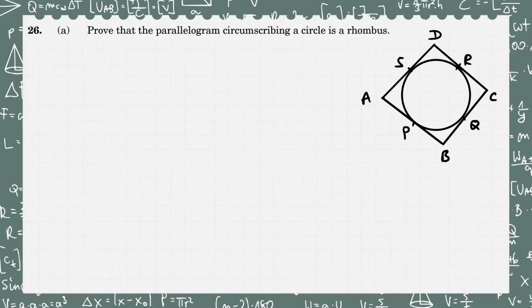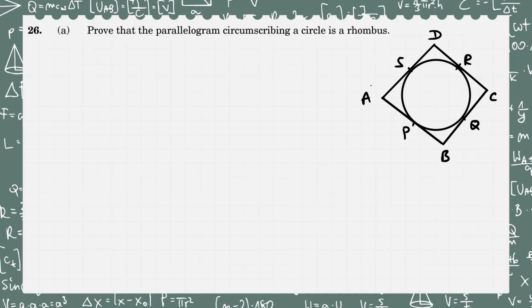There is a parallelogram and there is a circle inside the parallelogram. Okay, the parallelogram is circumscribing the circle, means all four sides of the parallelogram are touching the circle. Okay, and we need to prove that in case there is a parallelogram in this way, that parallelogram is supposed to be a rhombus, right? So I have drawn the figure here. Let ABCD be the required parallelogram. Let that parallelogram touch the circle at the points P, Q, R, S.